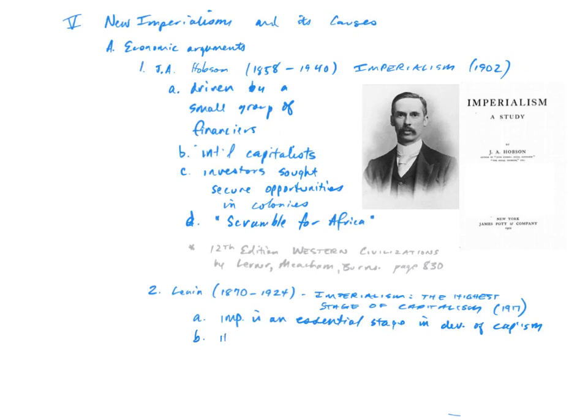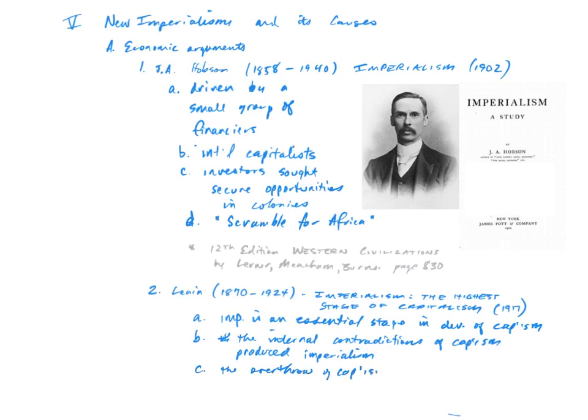B, the internal contradictions of capitalism produced imperialism. And finally, C, the overthrow of capitalism would check or stop imperialism.